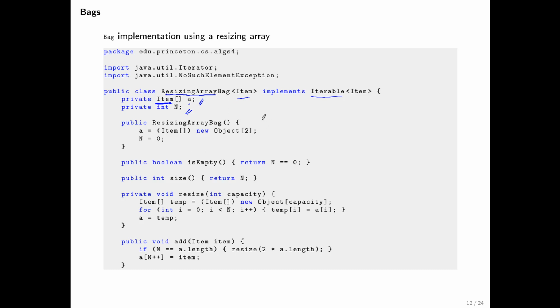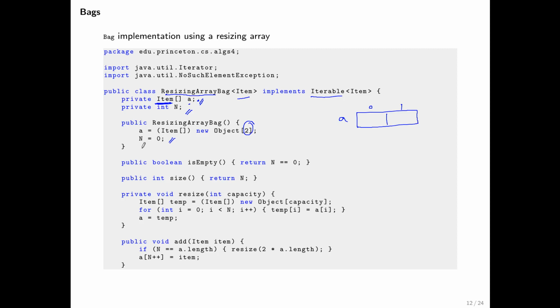What do we do in the constructor? We first initialize this array A. We say A is simply an array of objects cast to the generic type. That's just syntax that you need to remember. What's important is that we initially create this array with size 2. So initially, this array can store up to 2 items, indices 0 and 1. This is A. Then we initialize n to 0, meaning there are no items currently in the array or in the bag.